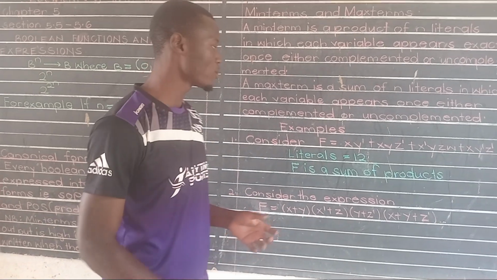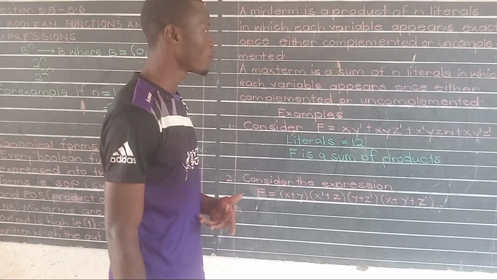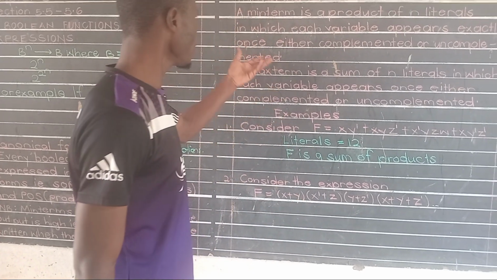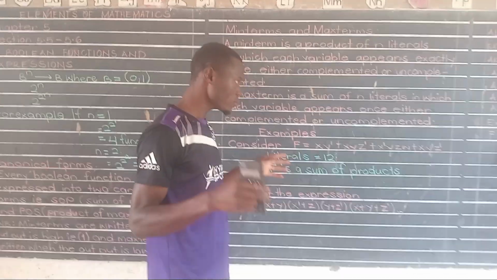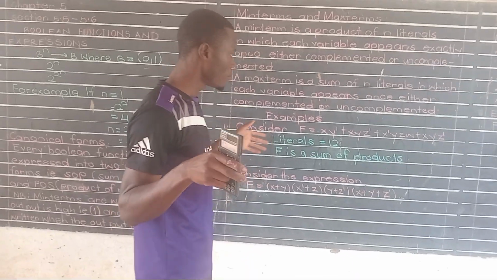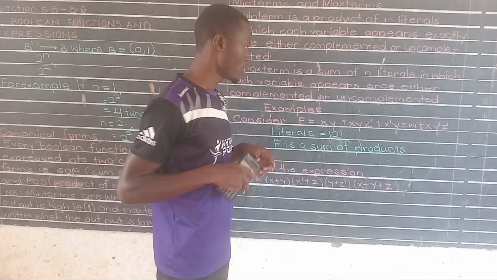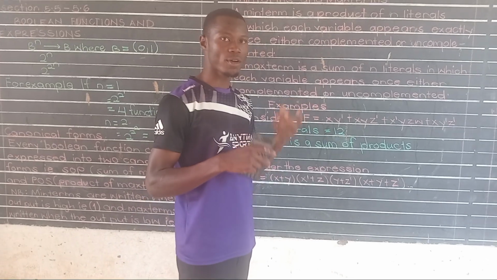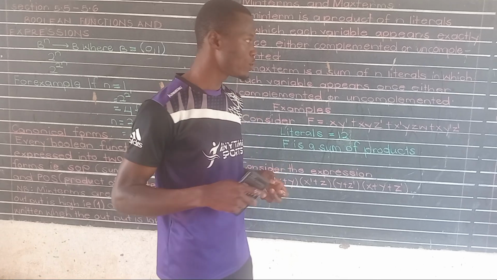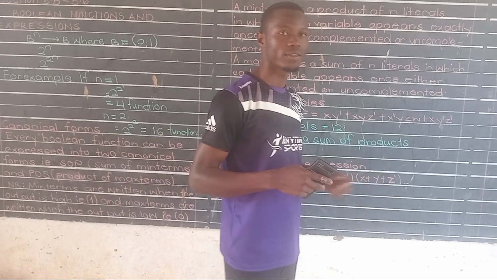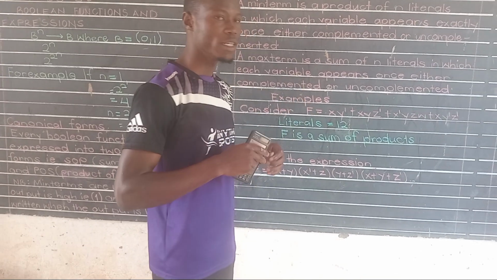F is a sum of products because I have a product plus a product plus a product plus a product. Therefore, it is a sum of products. Here we say that to identify a min term, I will need a product, but that product should include all the variables that are in this problem, either complemented or not complemented, provided they are all in that term.